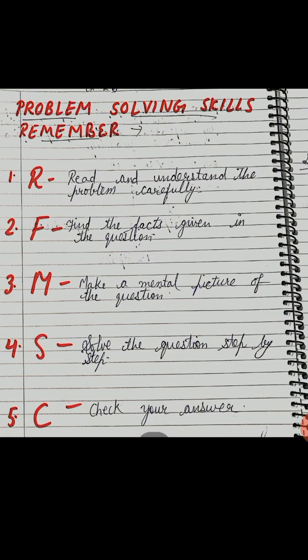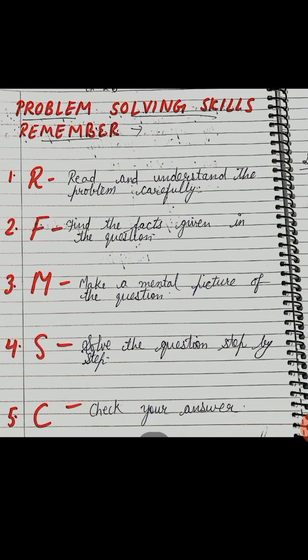First starts from R: read and understand the problem carefully. First of all, you must read the question and try to understand it carefully. The second step is to find the facts given in the question. So the word is facts, find the facts. Third is make a mental picture of the question. You need to draw a mental picture in your mind.